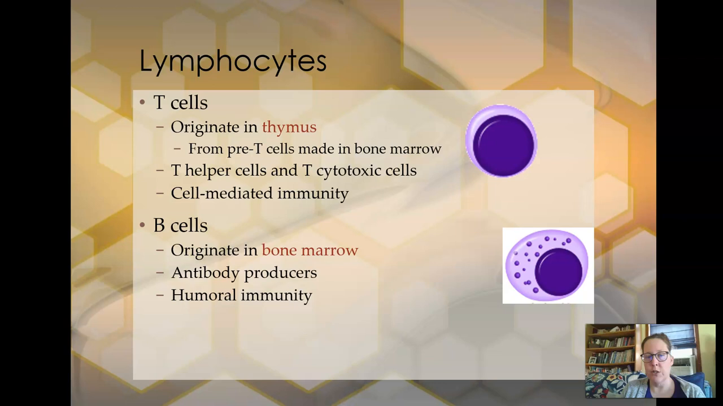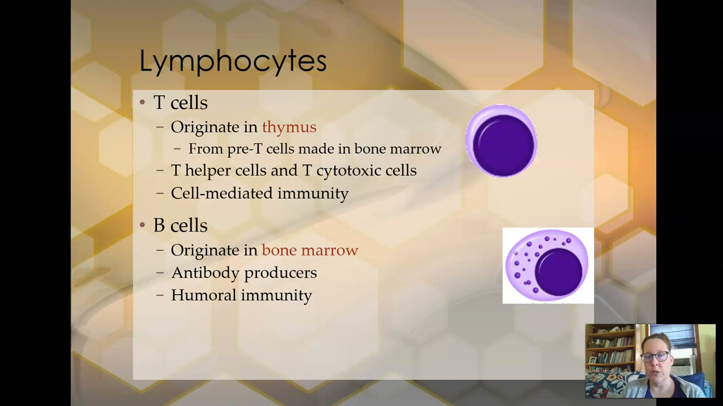All right, your B cells, they originate in the bone marrow, and they become antibody producers. So they have to be activated by your T helper cells to a specific antigen. Before they're activated, they actually look more like this. And then once they're activated and become little antibody factories, they look more like this, with a fried egg look. This is a plasma cell.